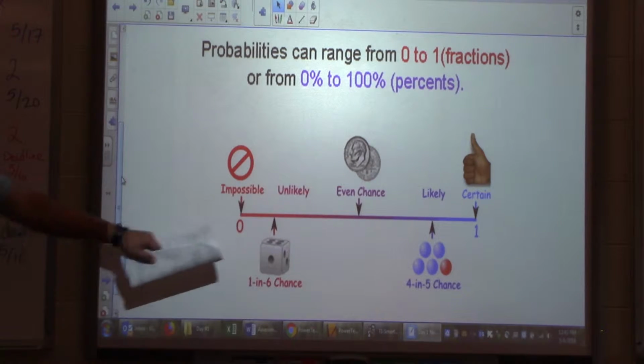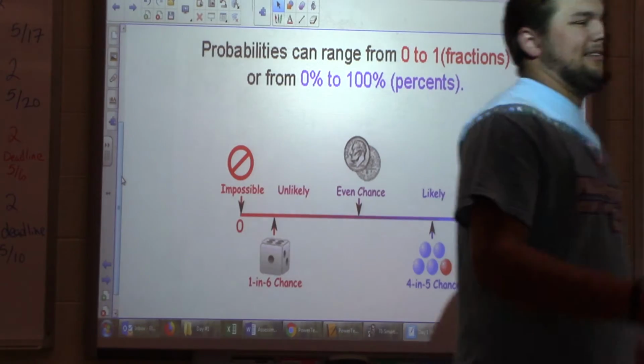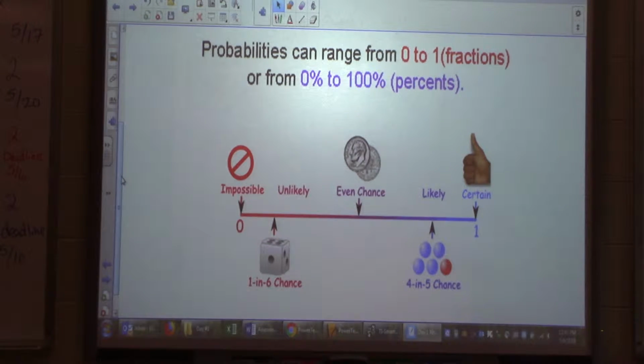There's a 1 in 6 chance of rolling a particular number on a die. If it gets to 0, like I said, it'll never happen. If it's 1, it'll have to happen. 1 is the same as a 100% chance of it happening.